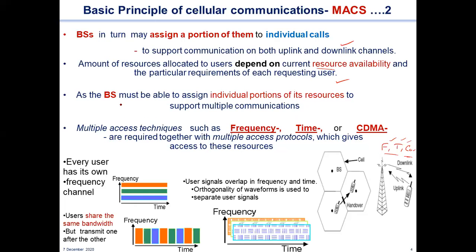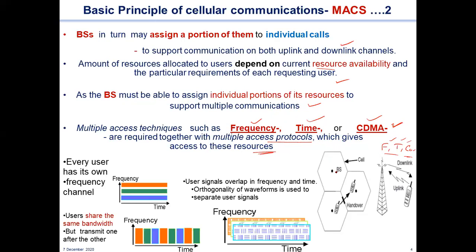And you can see the base station must be able to assign individual portions of its resources to support multiple communications. So multiple communication techniques like FDMA, TDMA, CDMA are required, together with multiple access protocols also. We need to follow the protocols which give access to these resources. So this means we need to use these resources along with their protocols. Protocol means what, we'll discuss later.